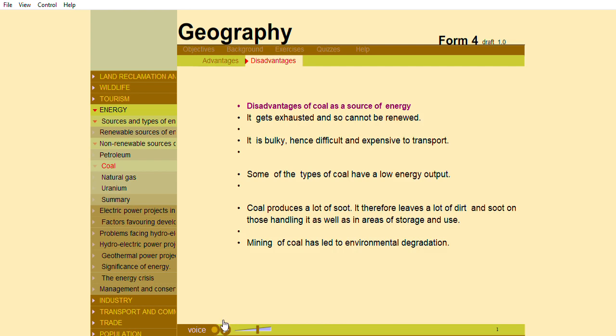Disadvantages of coal as a source of energy. It gets exhausted and so cannot be renewed. It is bulky, hence difficult and expensive to transport. Some of the local types have a low energy output. Coal is black, dusty, and produces a lot of soot. It therefore leaves a lot of dirt and soot on those handling it, as well as in areas of storage and use. Mining of coal has led to environmental degradation.